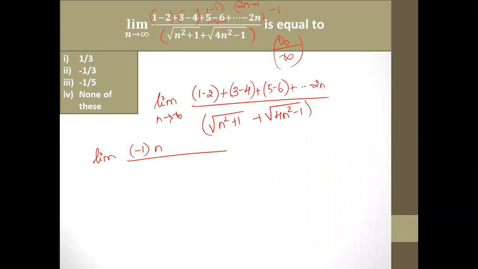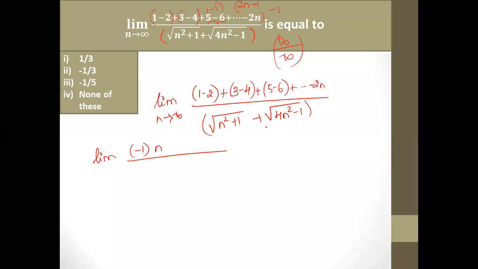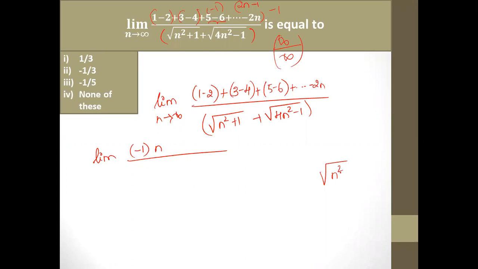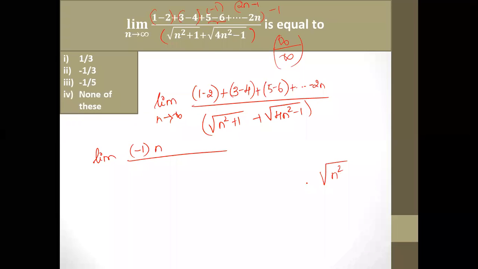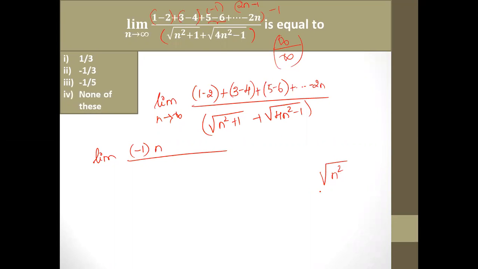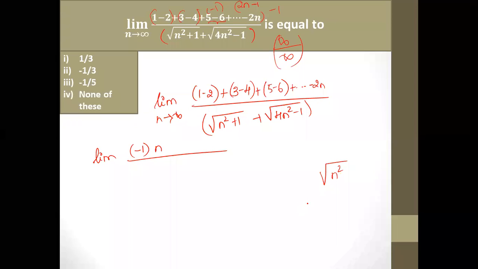So what can I do? I can take n square outside from the square root. When you take n square outside from the square root, what will you get outside the square root? n, right? Yes, good. We will get n.